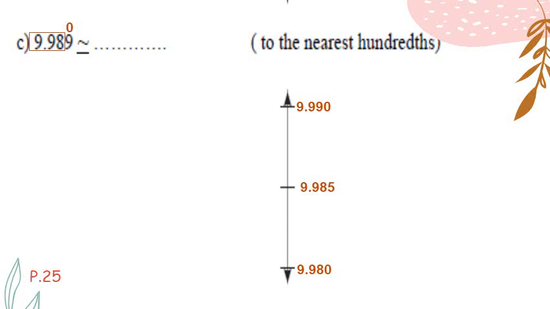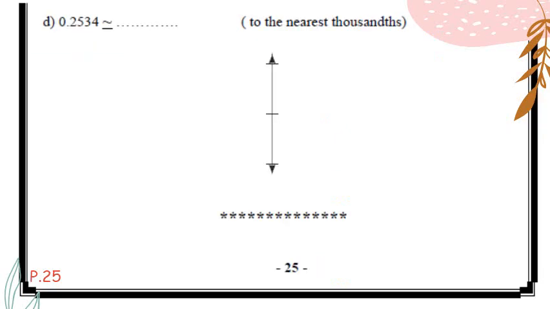Okay. Now, search where is the original number, up to the midpoint or down to the midpoint. I have 9.989. 989 is bigger than 985. It's bigger than the midpoint. So that means the original number is up to the midpoint. When the original number is up to the midpoint, take the bigger number. So my answer is 9.99. Putting the 0 at the right in the decimal part has no meaning.